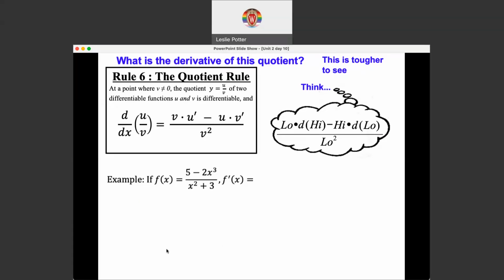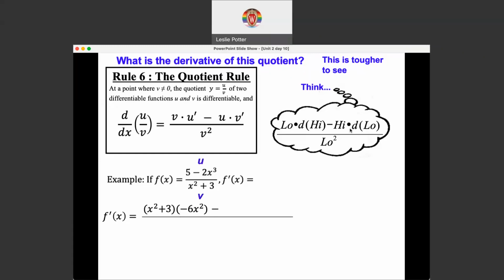Okay, so I need to set up low D high minus high D low. So low is x squared plus 3. So that's my v, and my high is my u. So I just labeled them here. D high means I look at the top and I take the derivative. So derivative of 5 is 0. Derivative of this is minus 6x squared. So this is low D high minus.